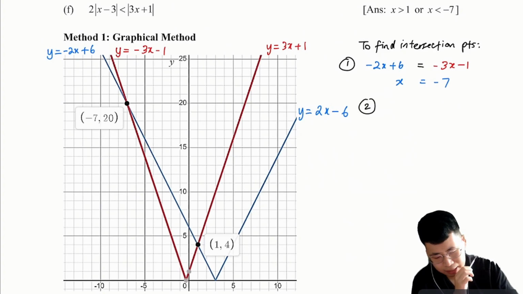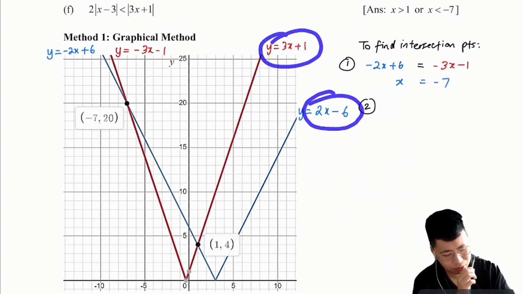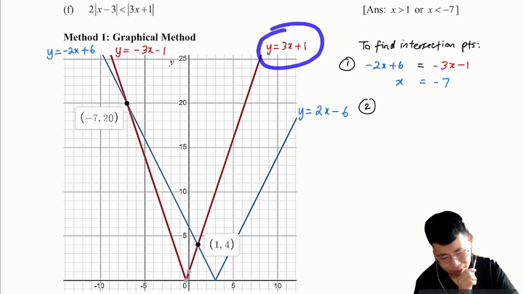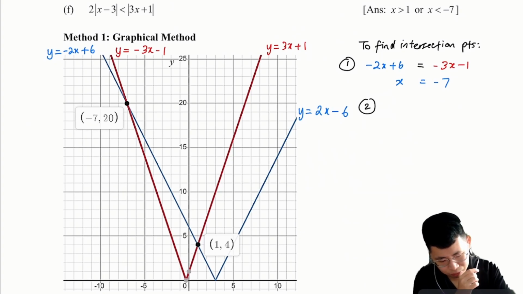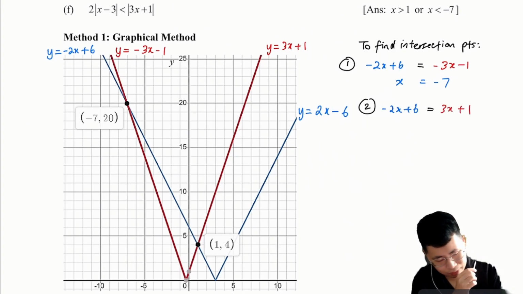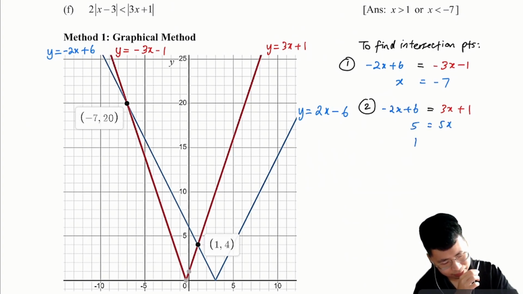Now the second intersection point that I'm going to find is the intersection between this graph and this blue color graph over here. So that will be the negative 2x plus 6 intersecting with the positive 3x plus 1. When I solve, I will have this.